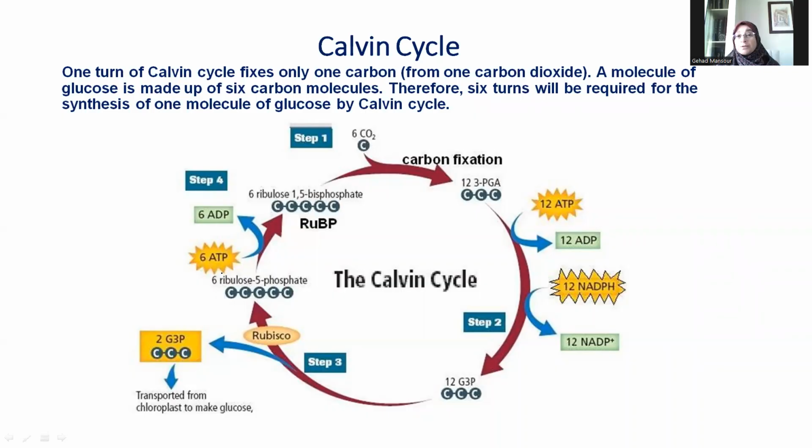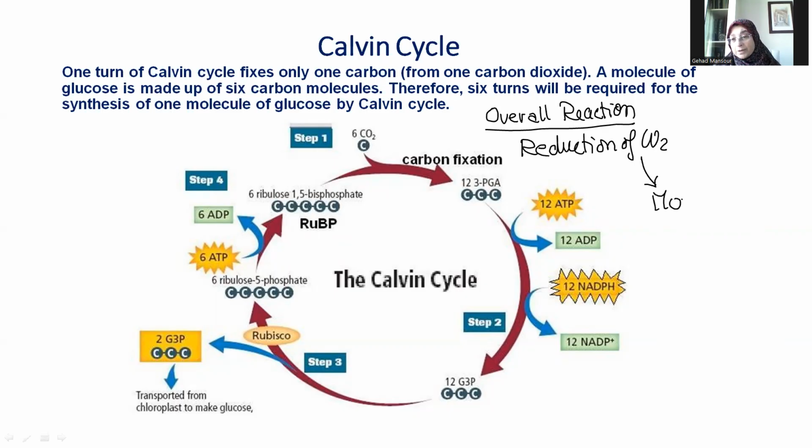So if we are asked about the overall reaction of the Calvin cycle, it is the reduction of carbon dioxide. We reduce carbon dioxide into a monosaccharide.